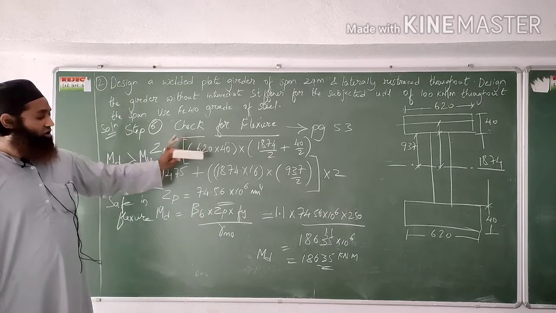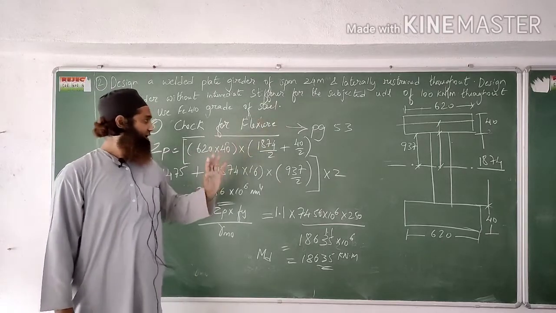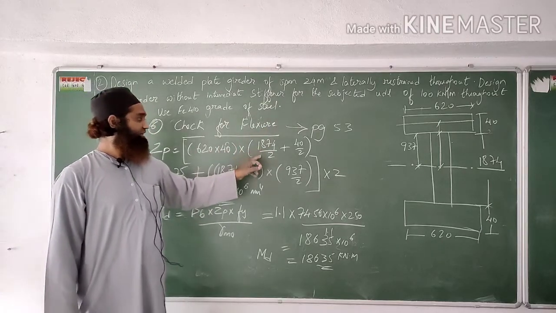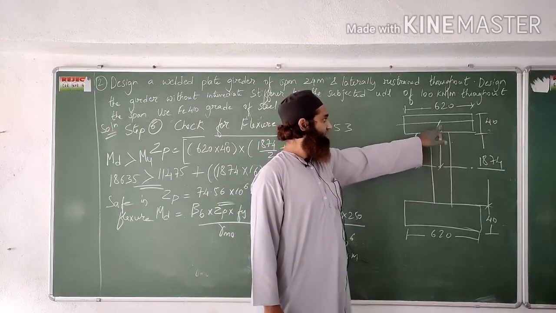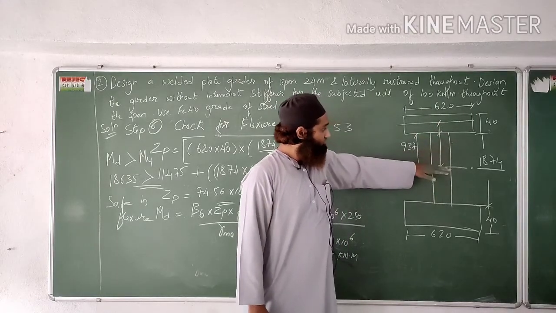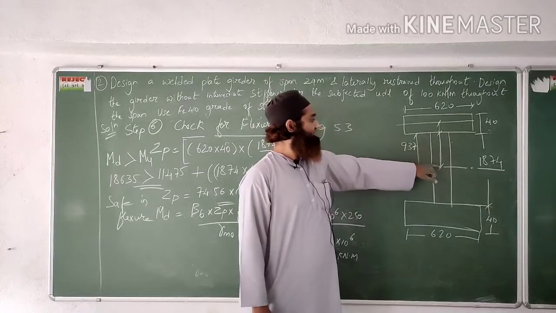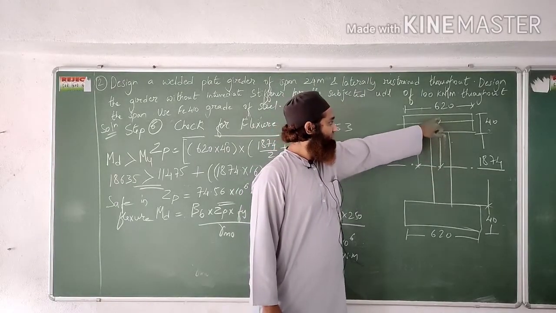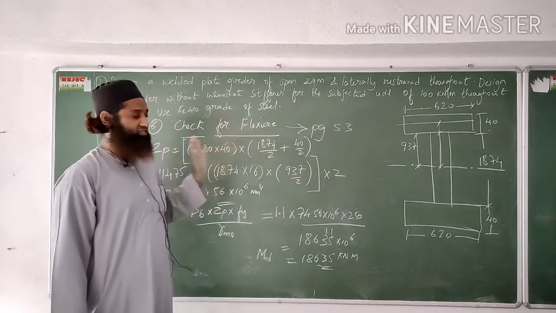This is the area of the flange, that is 620 into 40. What I have done is 1874 by 2. Don't get confused. We have to measure from the center of this point to the center of the flange. 1874 is this whole web, so from here it will be 937. 1874 by 2 is 937 from here to here, and from that 40 by 2. So 1874 by 2 plus 40 by 2. Hope that is clear. That is the CG of the flange.